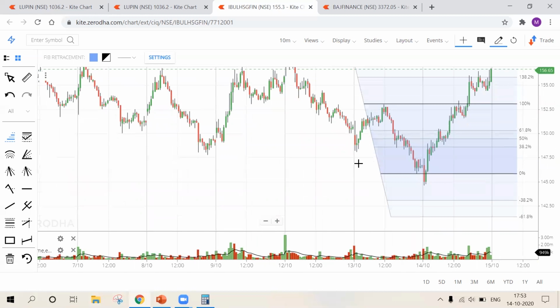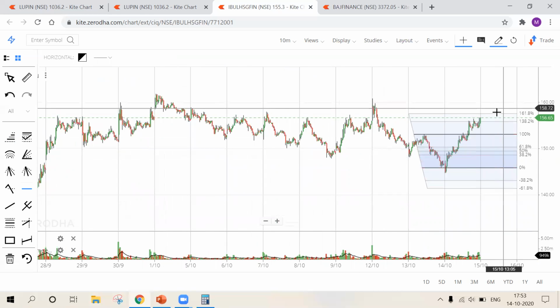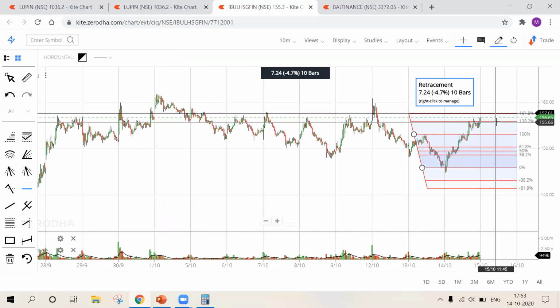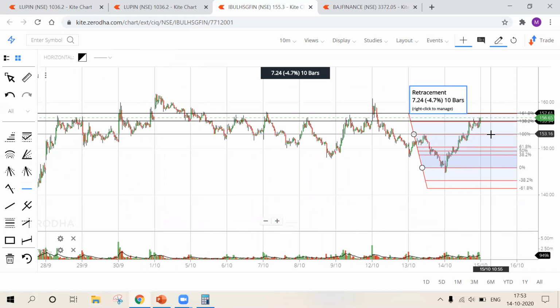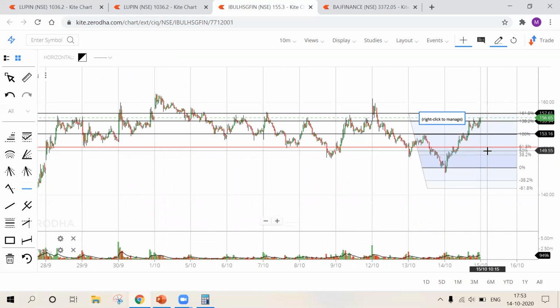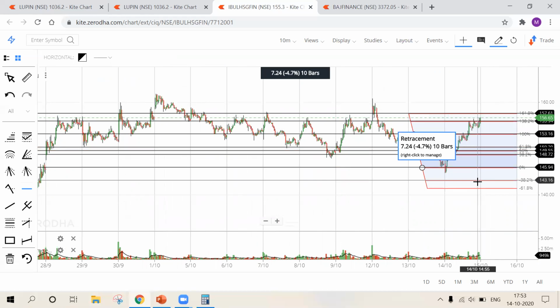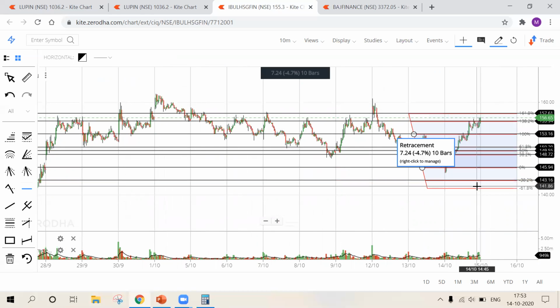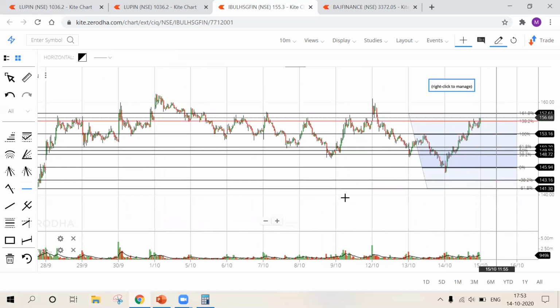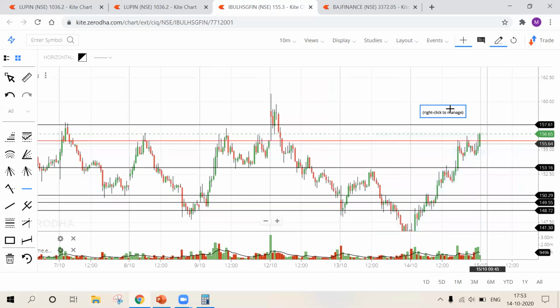Now I'll draw all the levels, all the visible levels to me. So 1, 2, 3, 4, 5, 6, 7, 8, 9. Right. After drawing all the levels, I'll be deleting Fibonacci.